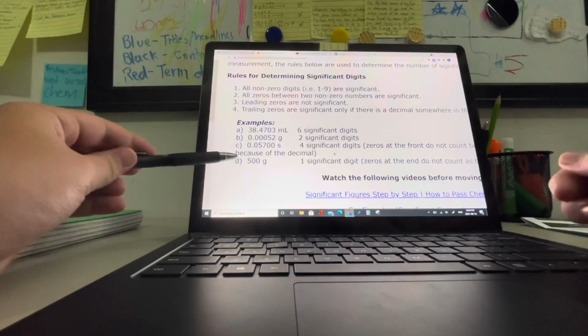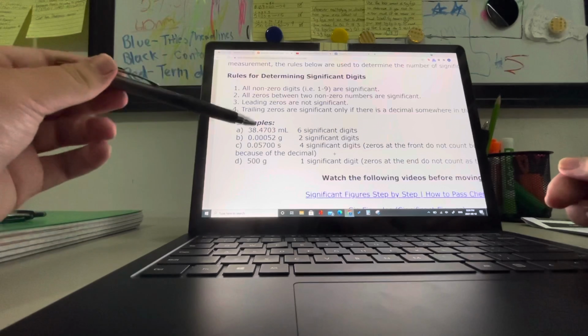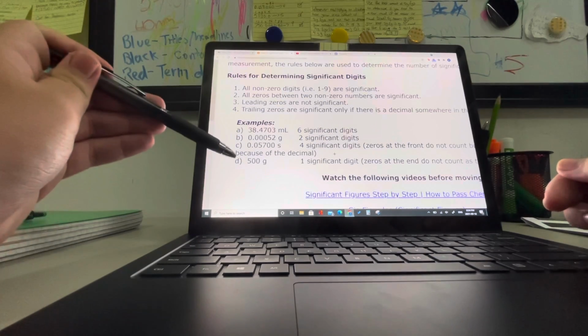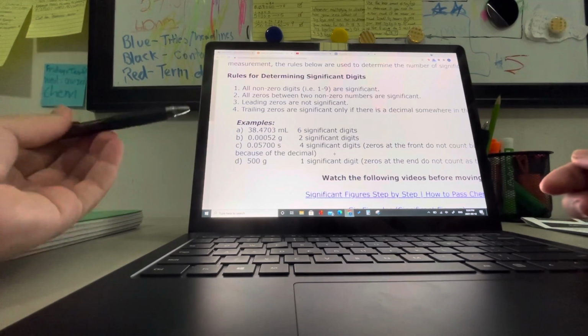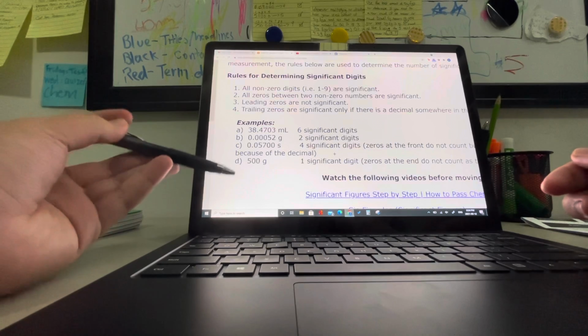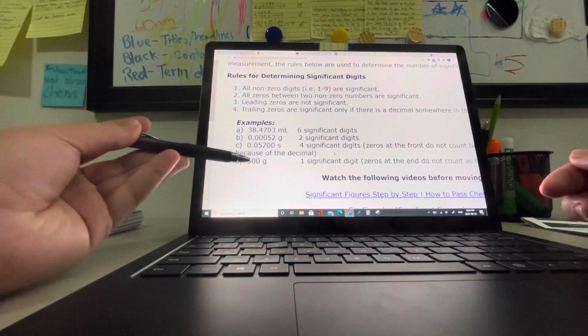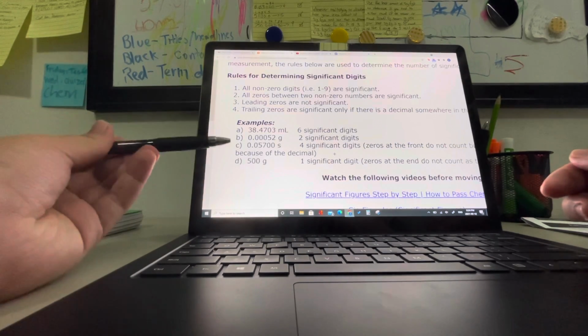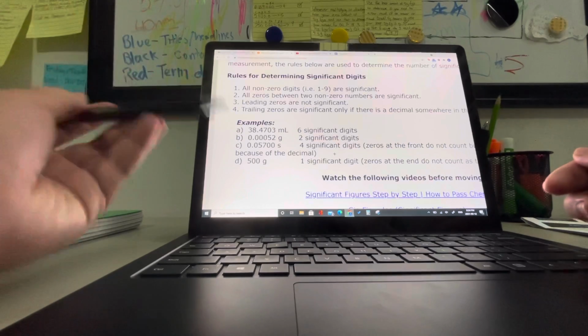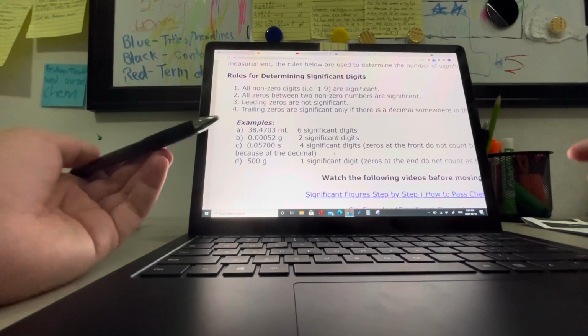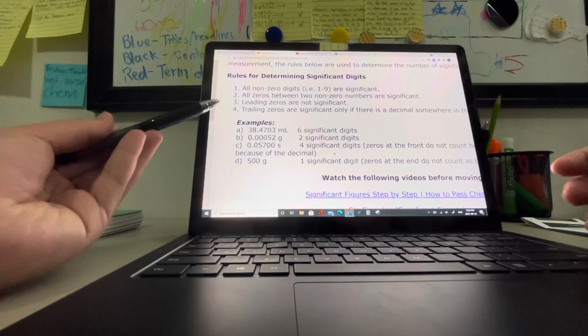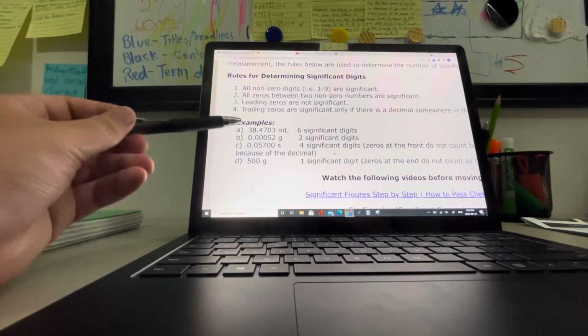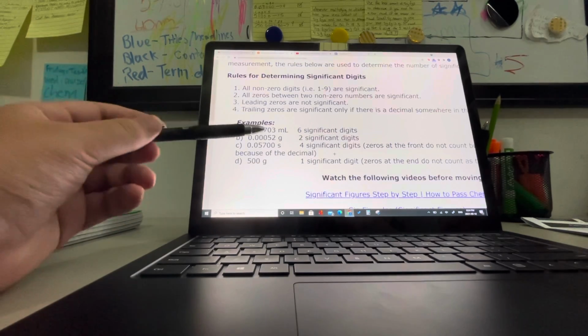Now, question D. Here is something a little bit more confusing than the others. I know it's a small value. It's only 500 grams, as it is stated here. How many significant digits are in this value? How many sig figs are in this value? There is only 1 sig fig.